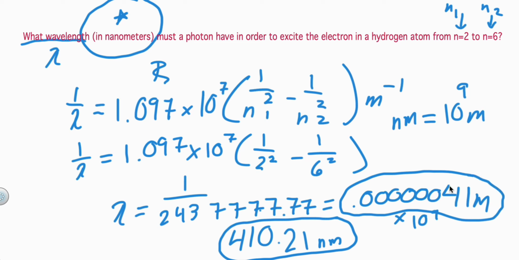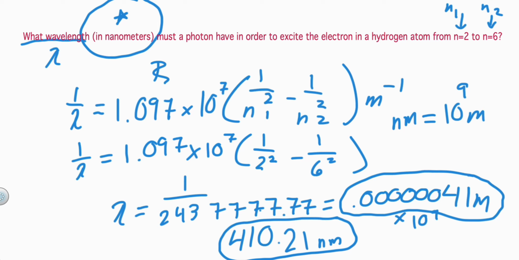So that's why you have to be careful, because if you're going fast while you're taking the test and you skip over "in nanometers," you're going to circle the first answer you get, and it's not going to be the right one. So just remember, take your time and solve correctly.